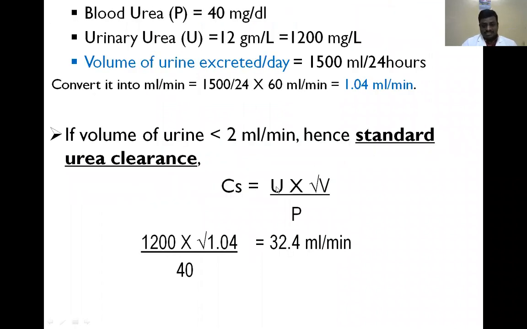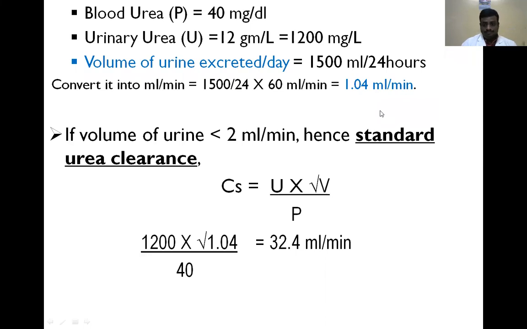This is one example that is given. After collecting the blood urea, what is the normal range of blood urea value? 20 to 40 milligrams per deciliter, sometimes 15 to 40 also. Here the blood urea value is 40 milligrams per deciliter. Urinary urea is 12 grams per liter, that is 1200 milligrams per liter. The volume of urine excreted per day, from a 24-hour urine sample, is 1500 ml. So per minute, that is 1.04 ml per minute.